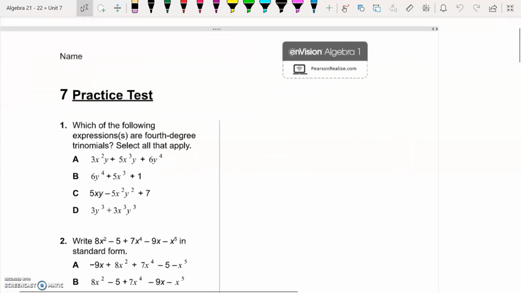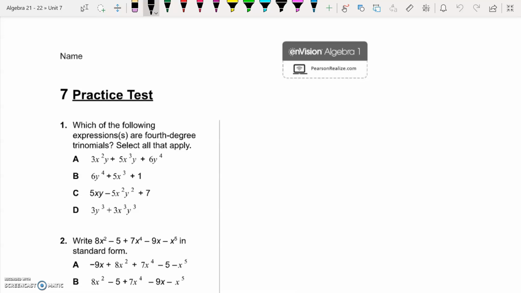So here is the practice test for Unit 7. With the first question, we're going to find the following expressions that are the fourth degree trinomials, and it says select all that apply. So fourth degree means the highest exponent we see needs to be a 4.